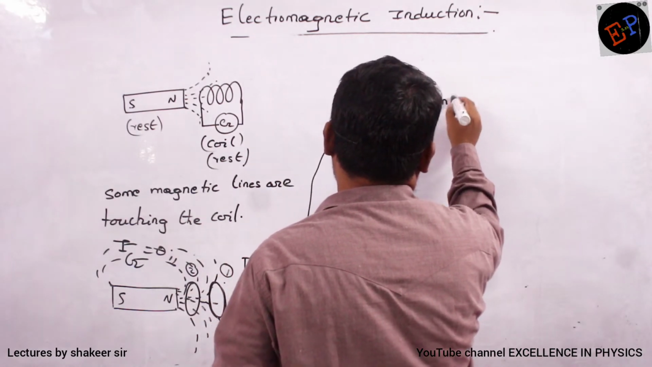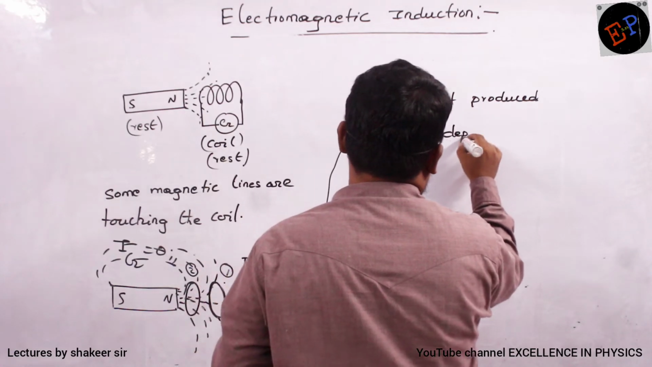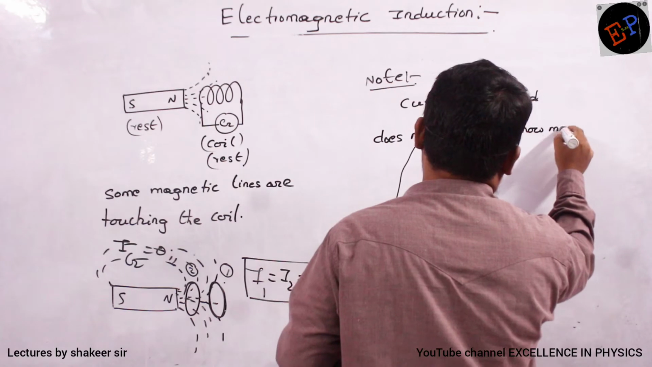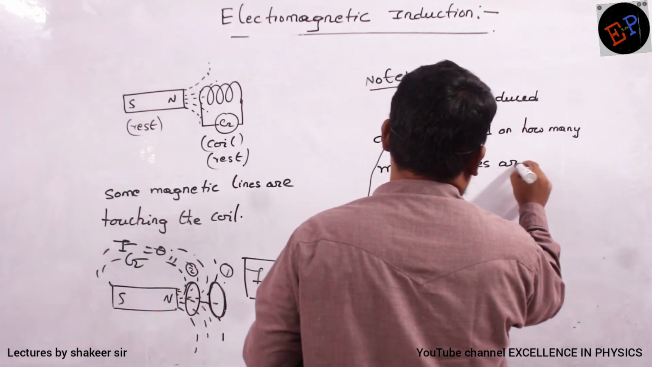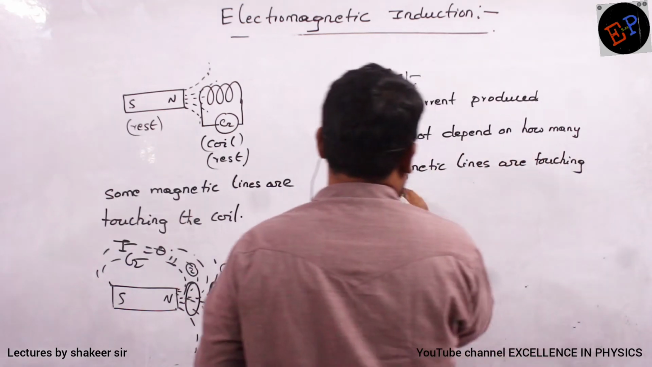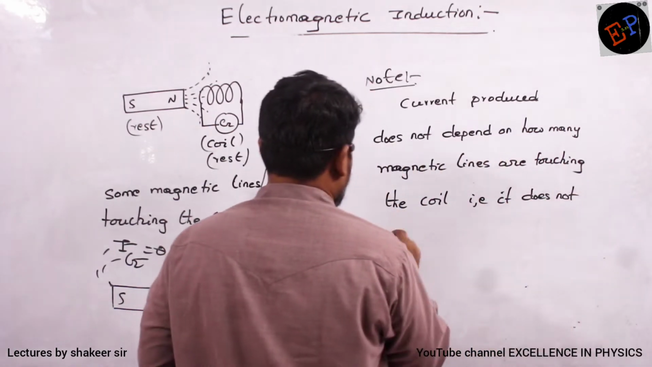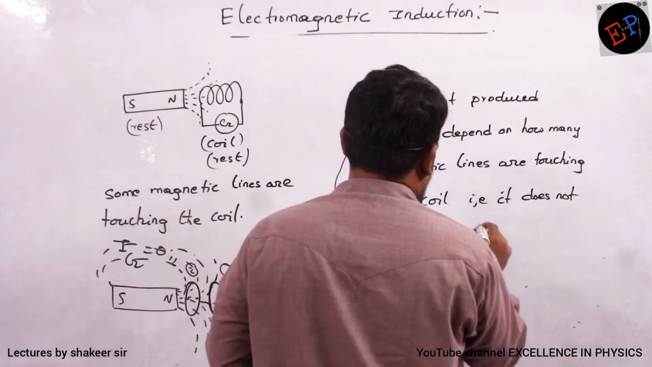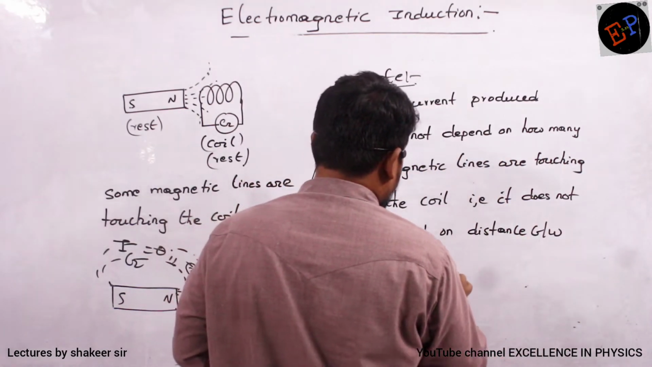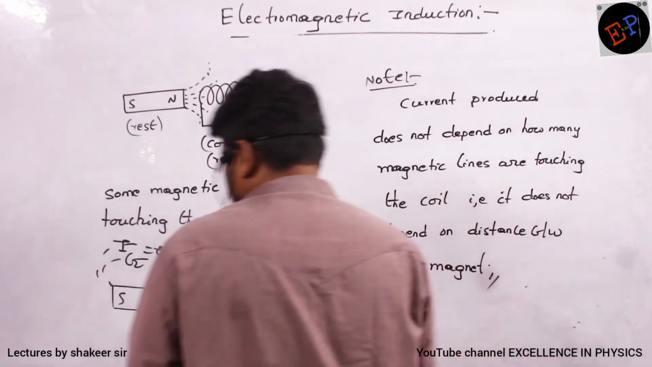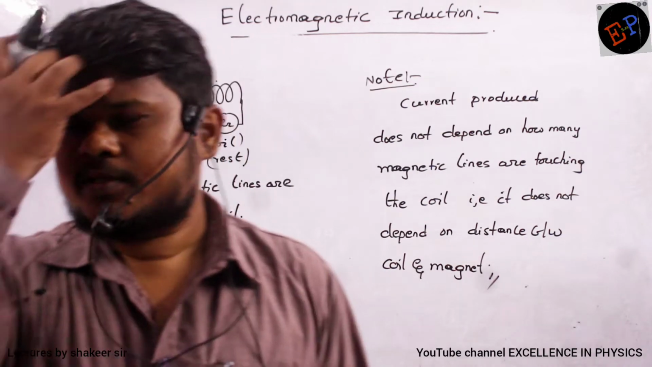current produced does not depend on how many magnetic lines are touching the coil. That is, it does not depend on the distance between the coil and the magnet. Are you able to understand? So whether it is closer to the magnet, current produced is 0. If it is farther away from the magnet, then also current produced is 0.